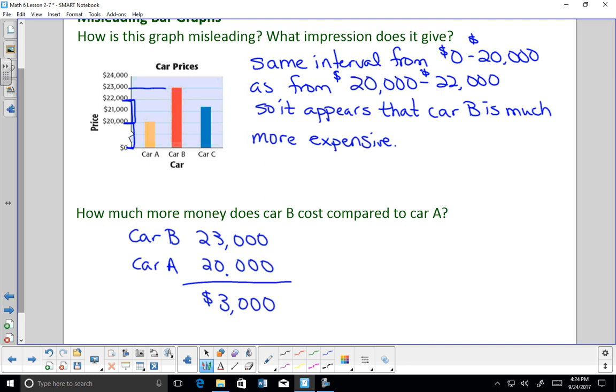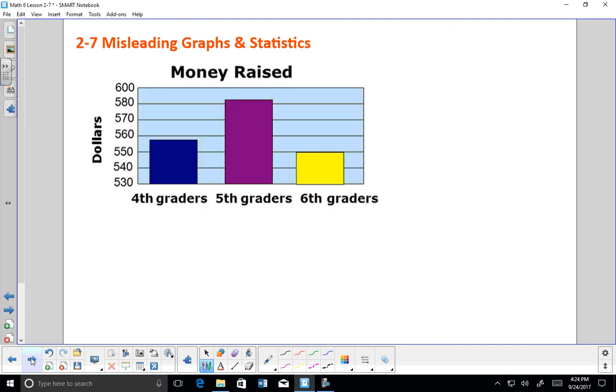Okay, let's look at some money raised by some 4th, 5th, and 6th graders. At first glance, it looks like those 5th graders have raised quite a bit more money. It almost looks like they have twice as much, maybe even 3 times as much as this poor little 6th graders do. But when you look at it, notice where our scale starts. Our scale does not start at 0, it starts at 530.